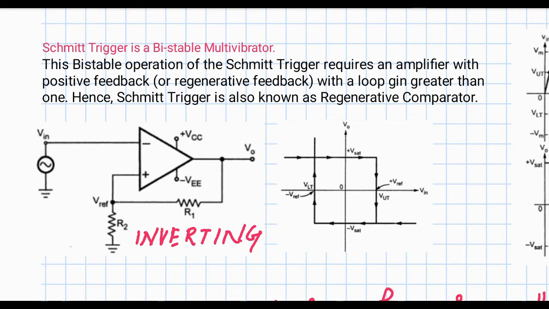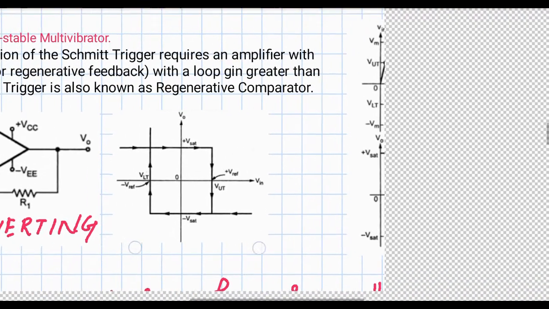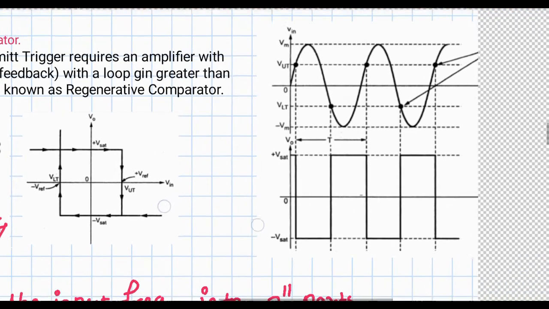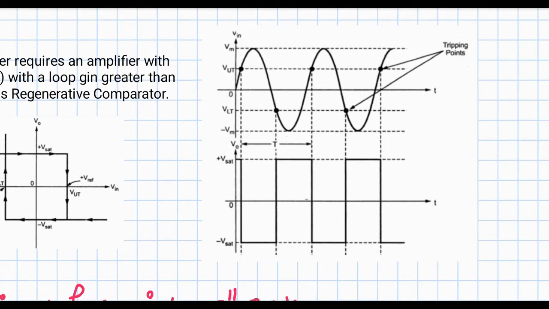And bistable operation of the Schmitt trigger requires an amplifier with positive feedback. So always in the case of a Schmitt trigger circuit, positive feedback is given, and this is an inverting amplifier. And if we see this one, this is the multivibrator output diagram, and this one is the input.